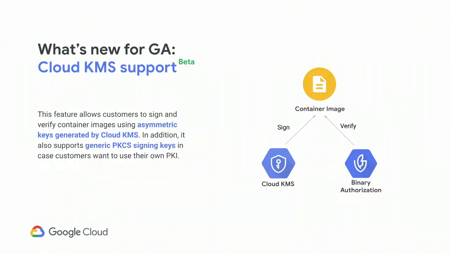Last but not least, we also have Cloud KMS support in beta. So now you can sign your images using asymmetric keys managed in the Cloud KMS service. You don't have to have the hassle of managing your own keys anymore if you don't want to. And along with this, we also have generic PKCS key support. So if you have keys managed elsewhere in your preferred PKI, you can use those with Binary Authorization as well.